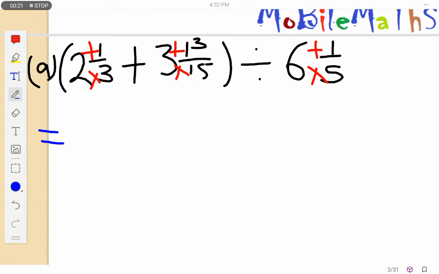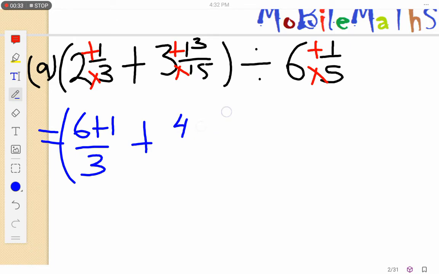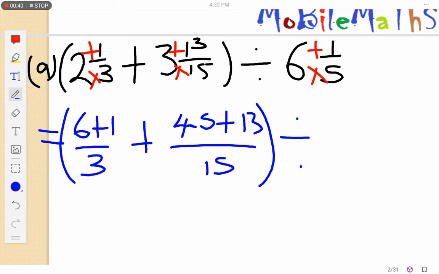For the first one, 2 times 3, we get 6 plus 1 over 3. Then plus 3 times 15, we get 45 plus 13 all over 15 there. Okay, so this is dividing by 6 times 5. 6 times 5 we get 30. So we have got 30 plus 1 over 5 there. Okay, like that.